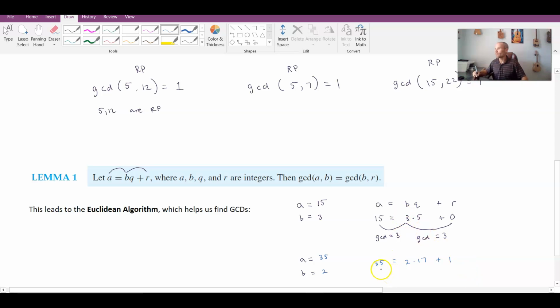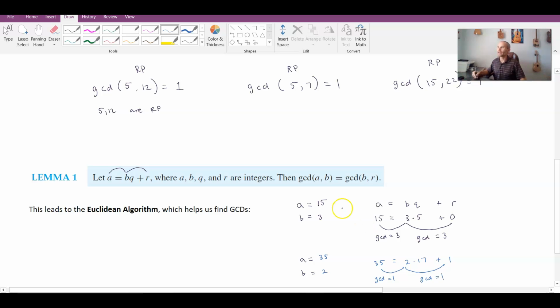If I look at the A and B values and think about what their GCD is, well, 35 is not divisible by 2, and 2 is only divisible by 2 and itself, so the GCD between these two numbers is 1. Then if I compare the B value to the remainder, the GCD between 2 and 1 is definitely 1. It's the biggest number that divides both of them. And so here are just examples of why this lemma works.